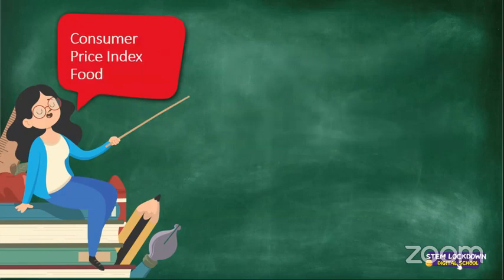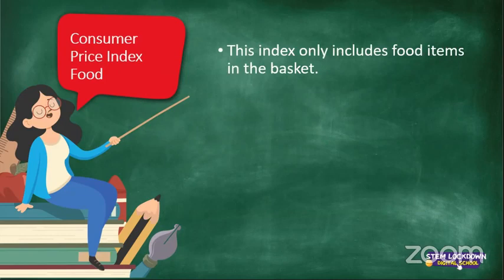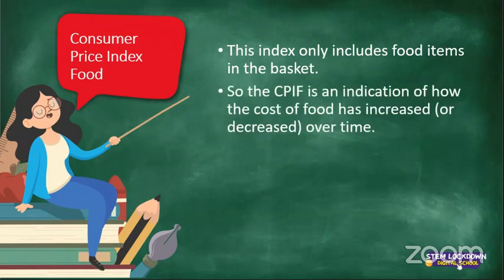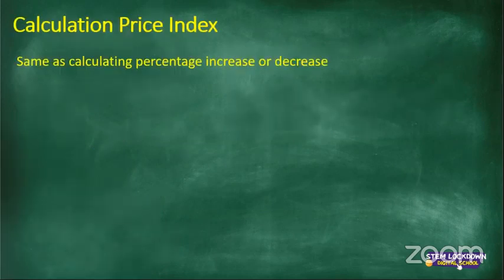And then the Consumer Price Index food, which is the CPIF. This index only includes food items in the basket. So you are noting the difference. The first one we did notes all the goods and services. Then the CPIX includes everything in the CPI except mortgage bond interest rates. Then this one includes only food items, nothing else. So the CPIF is an indication of how the cost of food has increased or decreased over time. When we want to find out only about the inflation with regards to food, we would have to follow up on the CPIF.